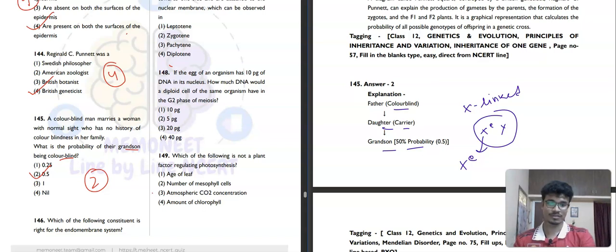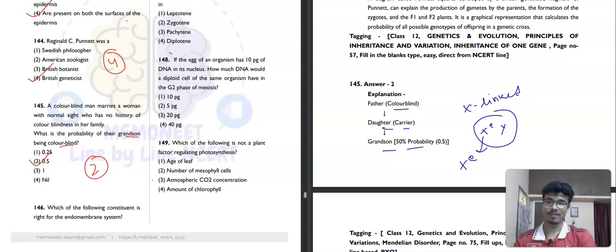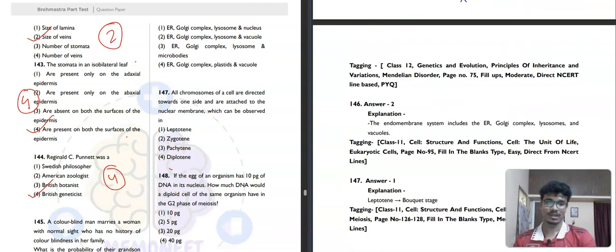Then moving to the next question, that is question number 146. Which of the following constituents is right for the endomembrane system? You know that the endomembrane system consists of ER, Golgi complex, lysosome and vacuoles. Second option.